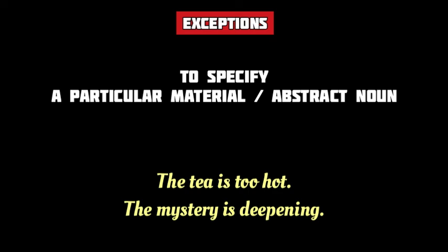For example, the tea is too hot. Here tea is a material noun, so the should not be used before it, but it is present in front of our eyes, so we are saying the tea is too hot. In the same way, mystery is an abstract noun, but we are talking about a particular mystery, so the has come before it in the sentence.